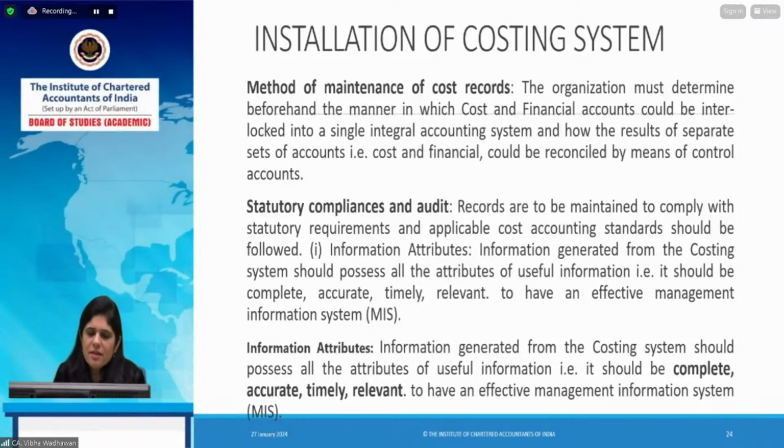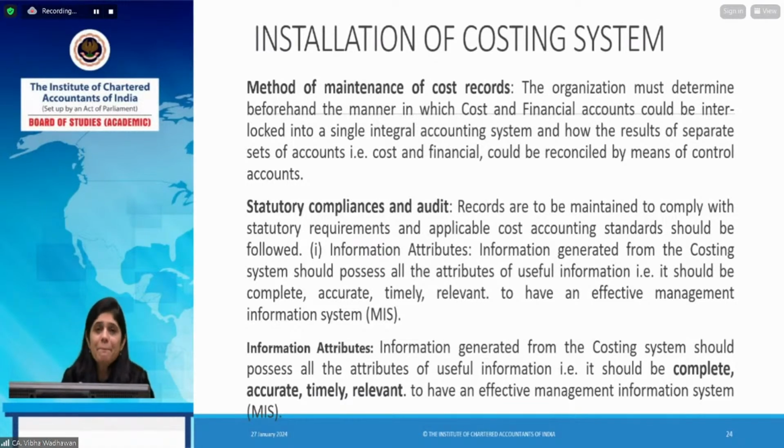Statutory compliances and audit: what all compliances and audit reports are there. Accordingly, the costing system should be implemented that is going to give you the reports which are required by the law. Your system should generate those reports. So you should know what type of reports you will require, so that accordingly those formats and those reports are built into the system. Clear?